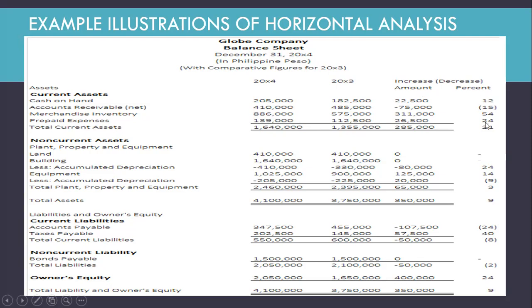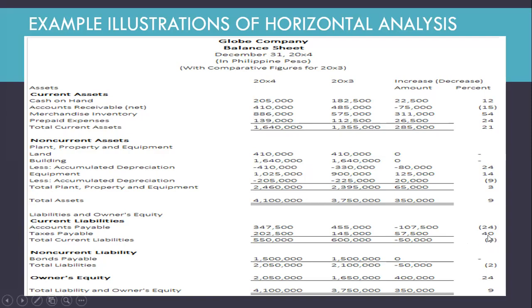So, ito may 12%. Itong mga may open and close parentheses, meaning lang dyan, nag-less po, nag-decrease po ang ating accounts for that comparison. Makikita nyo dyan, yung accounts receivable nag-decrease, and yung accumulated depreciation, then yung current liabilities natin nag-decrease din po, mga accounts payable natin, then yung total current liabilities nag-decrease po siya.